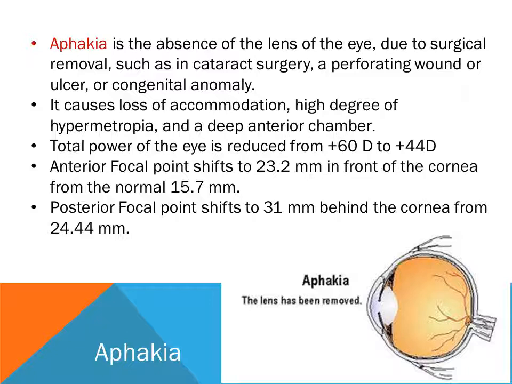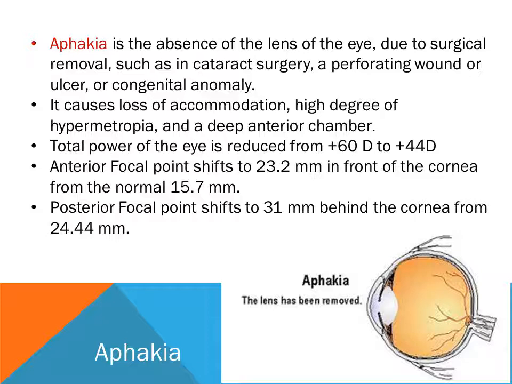Aphakia. It is a condition in which the lens has been removed. Aphakia is the absence of the lens of the eye due to surgical removal, such as in cataract surgery, a perforating wound or ulcer, or congenital anomaly. It causes loss of accommodation, high degree of hypermetropia, and a deep anterior chamber. Total power of the eye is reduced from plus 60D to plus 44D.